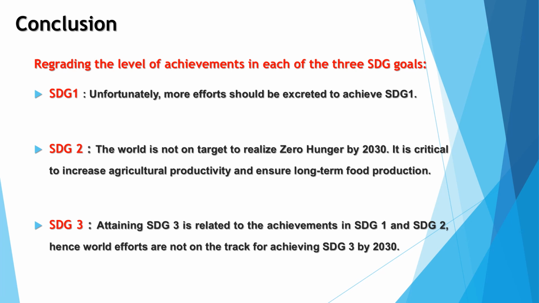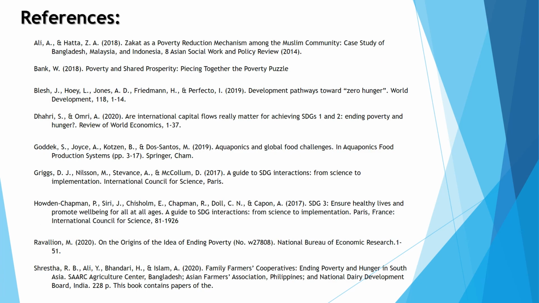The world is not on target to realize zero hunger by 2030. Finally, attaining SDG 3 is related to the achievements in SDG 1 and SDG 2. And as you see here, we put the references on 2 pages.